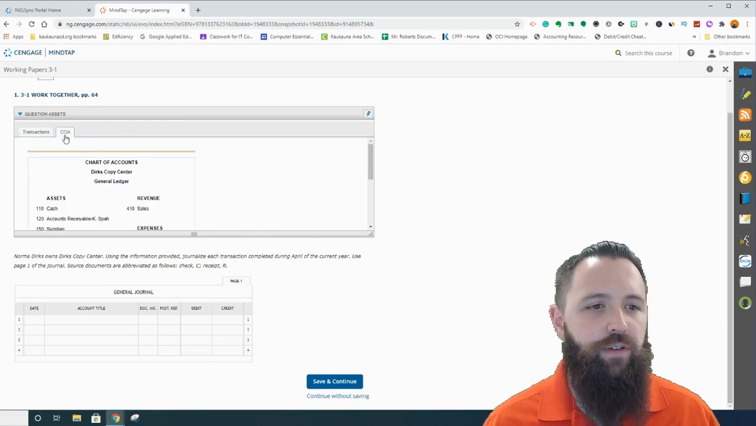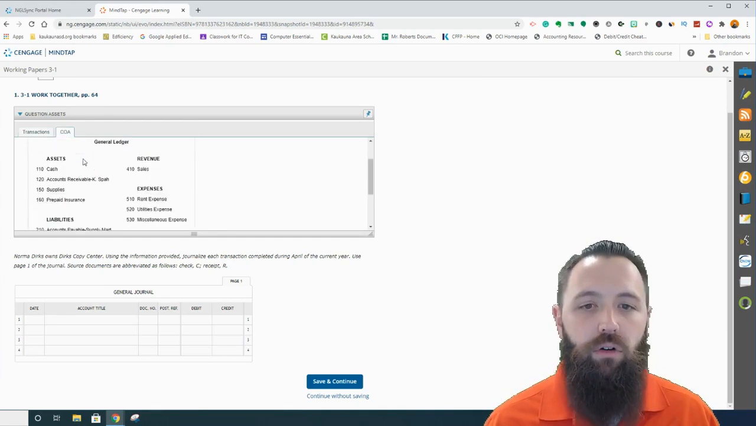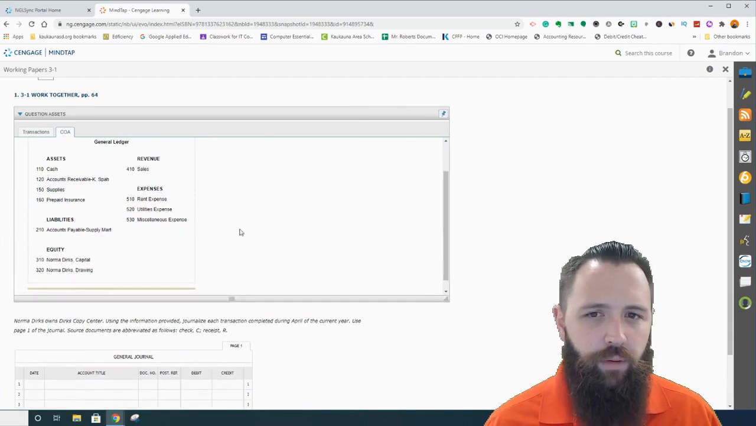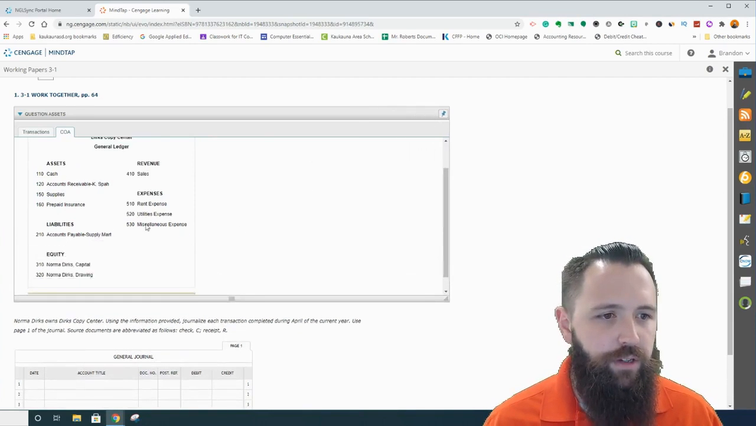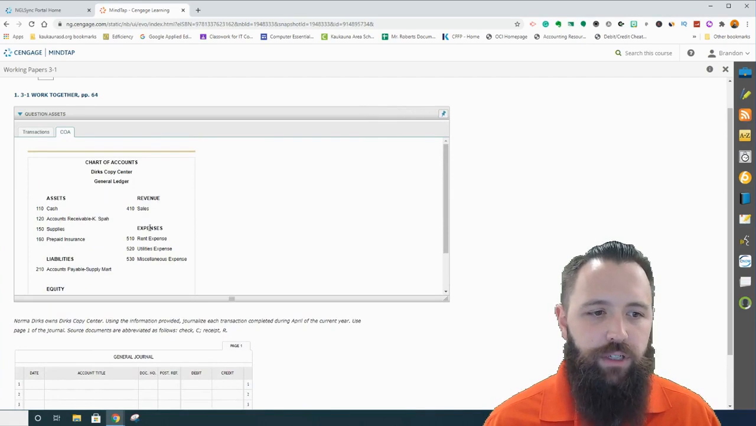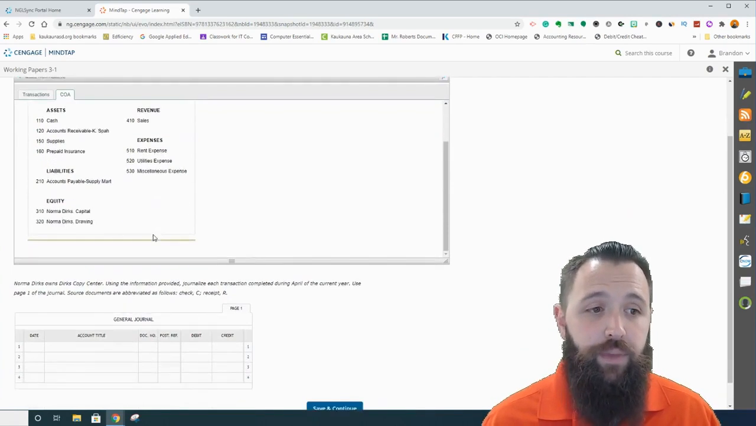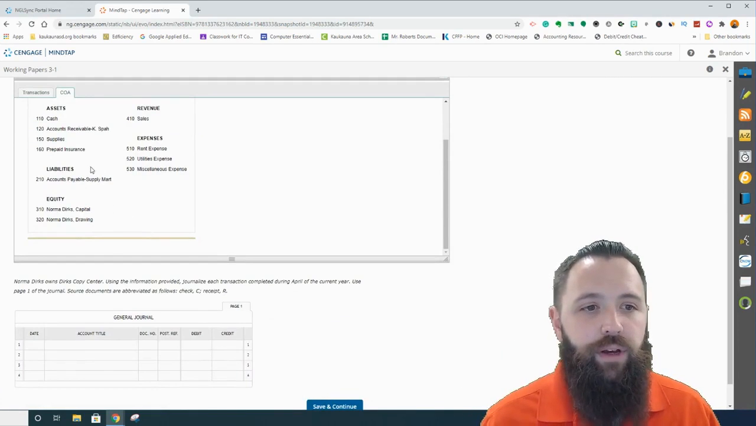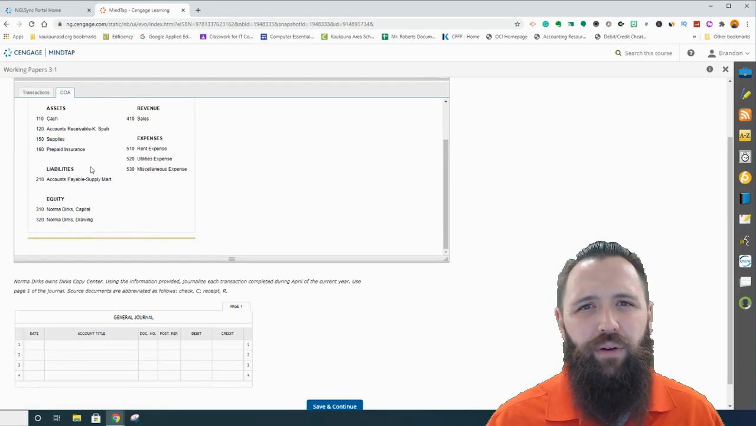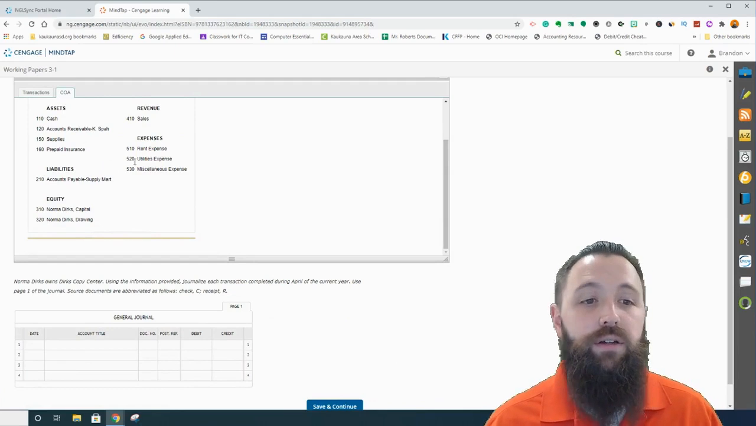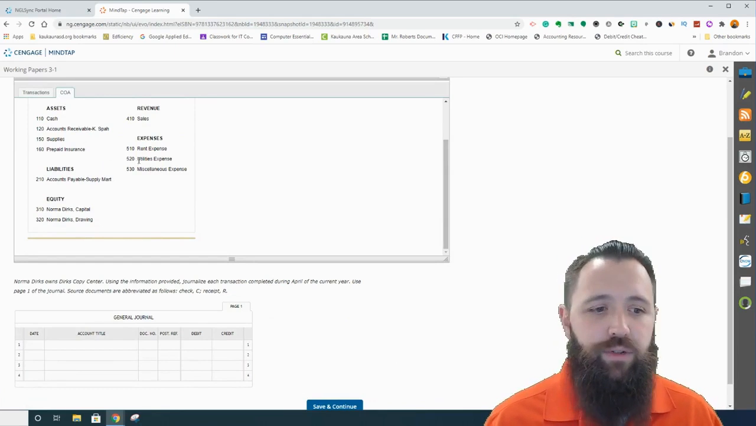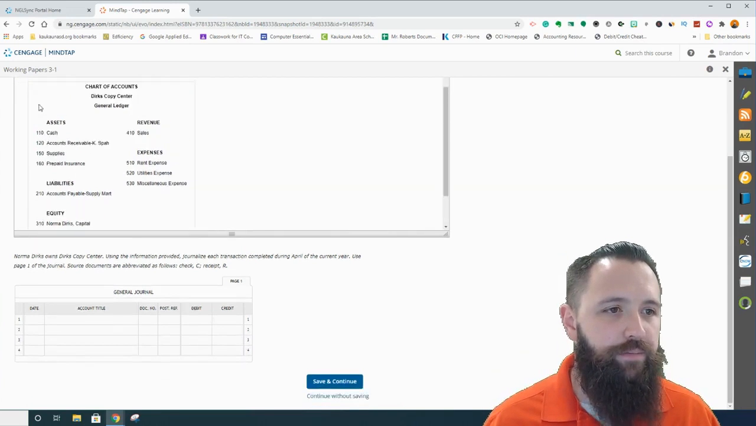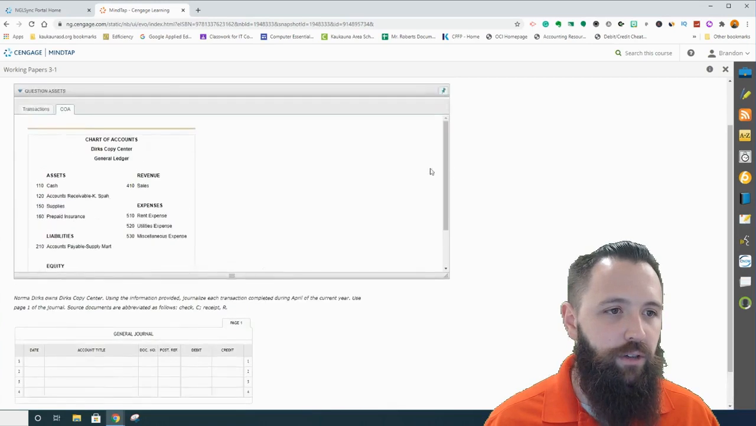And then we have the chart of accounts, which is going to tell us all the different accounts that Norma Dirks has. So you can see all our assets, all our revenues, all of our expenses, liabilities, and equity. It's really nice. It helps us find if we see an expense and we go, oh yeah, this was for gas. I don't know what that would be. Well, you can go here and go, oh, it's utilities expense. Okay, so it's kind of nice. So we have that, and then we also have our transactions a little bit above this.